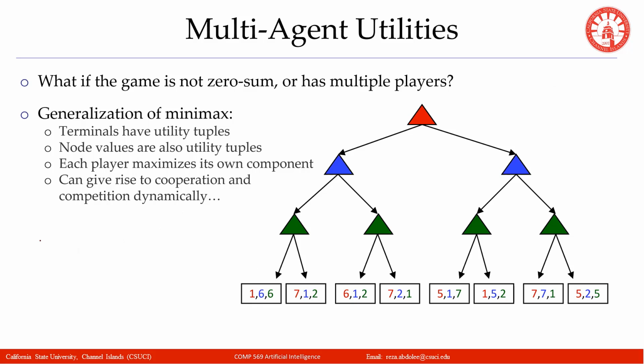Okay, the second type of game that we are going to talk about today is multi-agent games. In the previous example, we had 2 players in the game. Right now, we are going to have a multi-agent game situation where, instead of 2 players, you might have 3 or more players. For example, in here, we have 3 players: a red player, a blue player, and a green player. Each of these players is going to maximize their own utility.